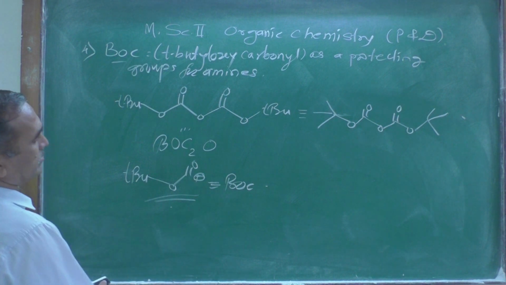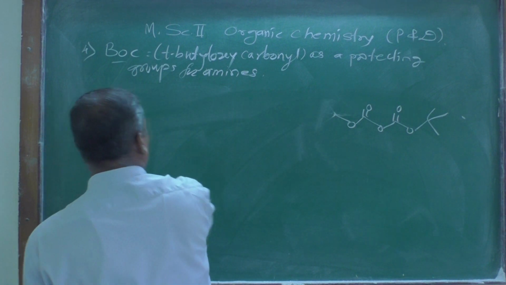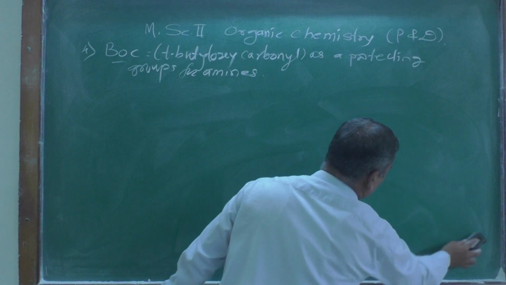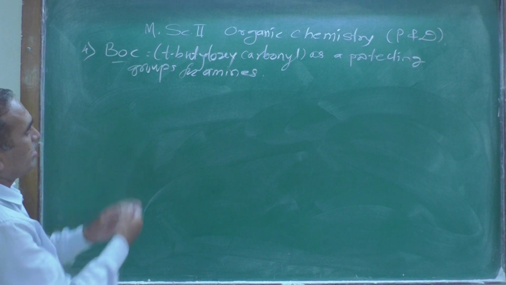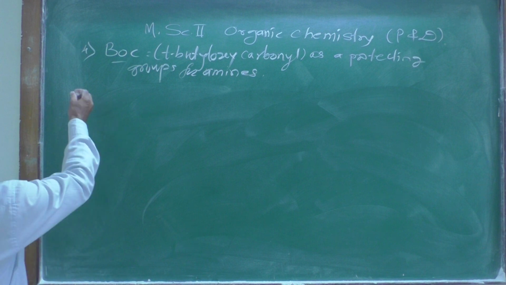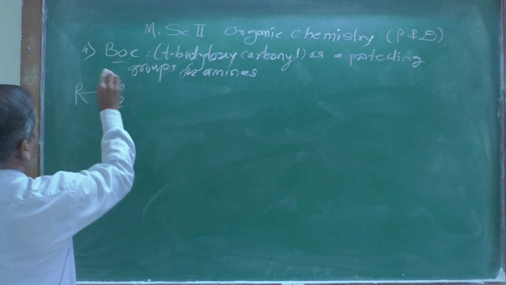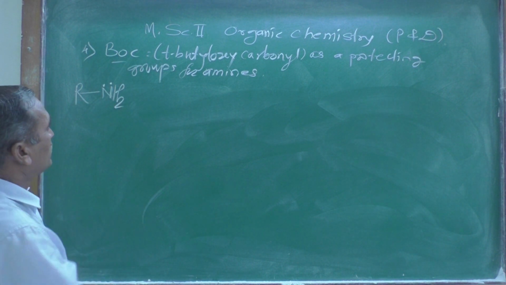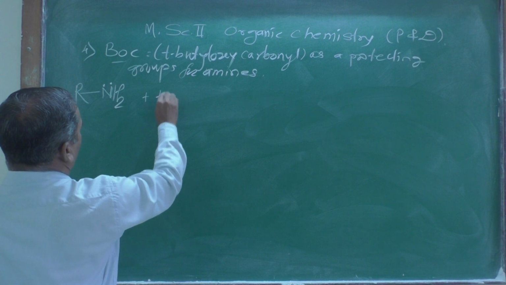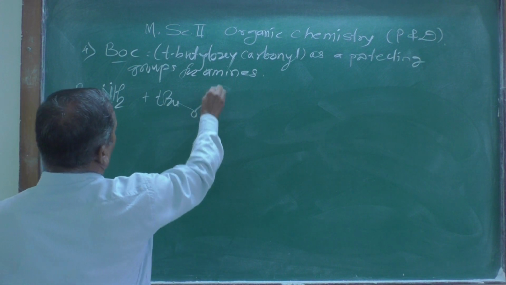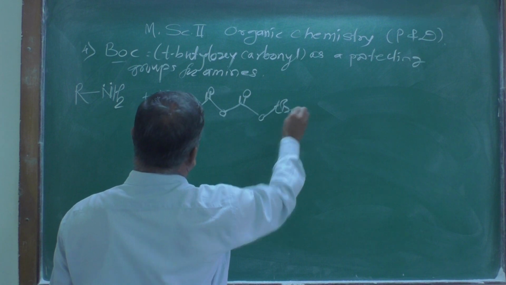So now let us consider some examples of organic compounds. Let us see here. As we know, the general formula of an amine is RNH2. The amine group is treated with Boc, that is the di-tert-butyl dicarbonate: O, C double bond O, C double bond O, then O tertiary butoxide, right?